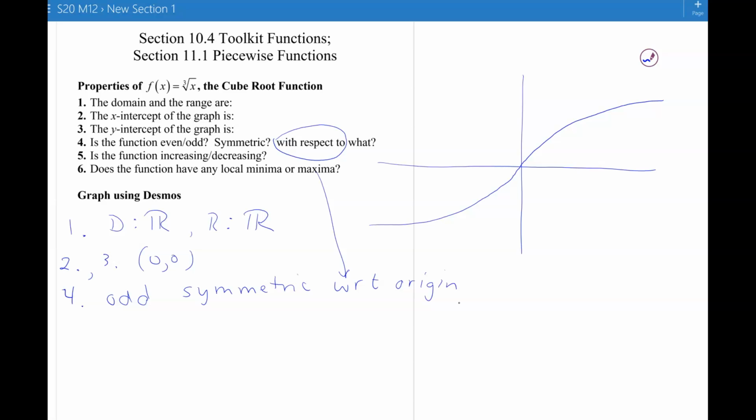And is the function increasing or decreasing? Again, this one's always increasing. If you look from left to right, it's always going higher and higher and higher. Does it have any local maximum or minimum? No, because it can go all the way down as far as you like and all the way up as far as you like in the y direction. So it has no local max or min. Oh, that was number 6.